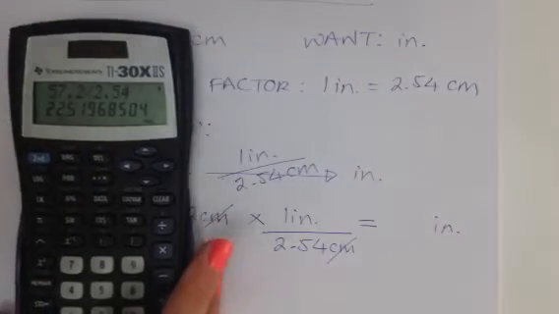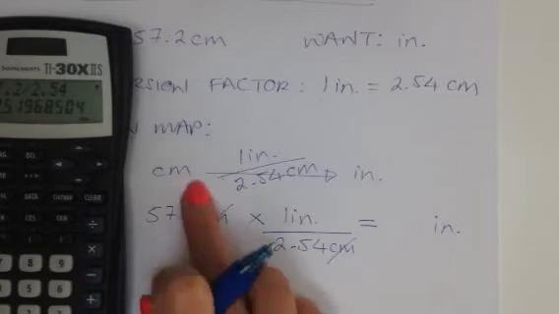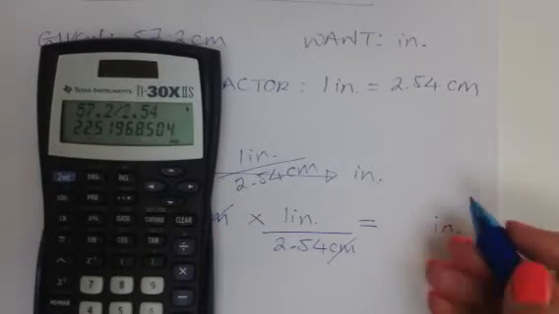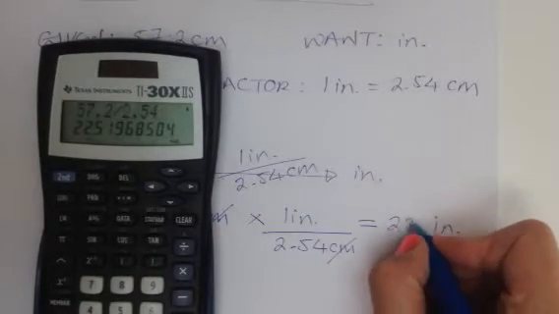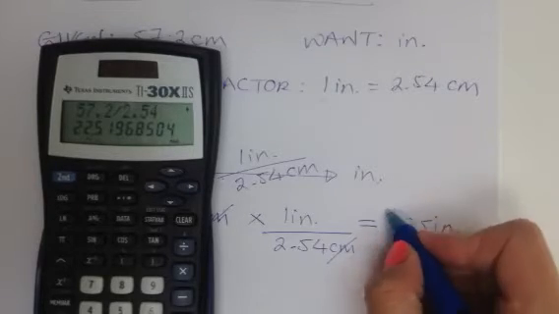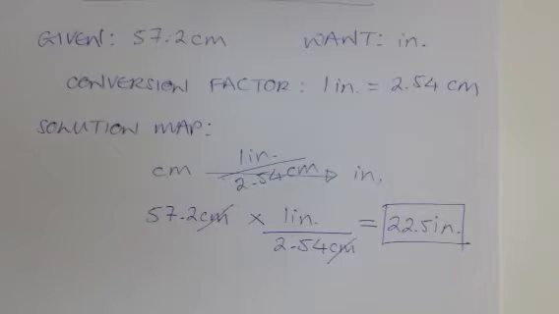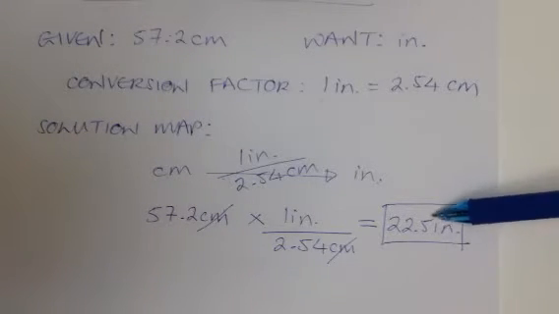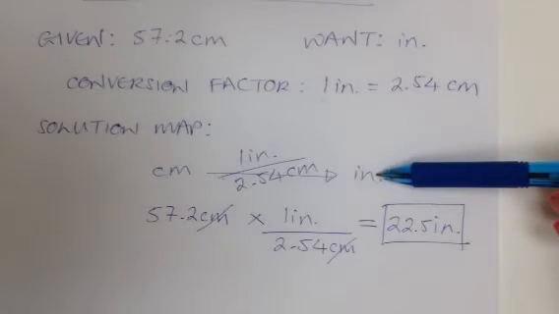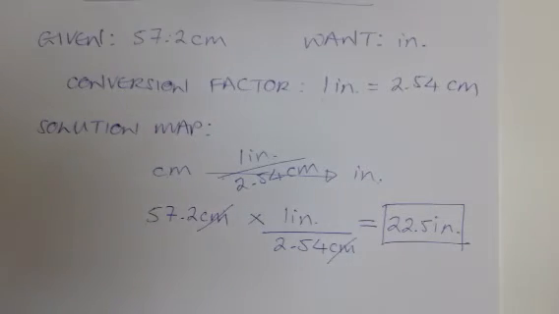So we need to round it. We've got 3 sig figs in our given quantity here, so we need to round it to 22.5 inches. So we have several different ways of checking our answer. The first is check that the units you get are the units you want. And then the next check I like to do is called the smaller larger check.